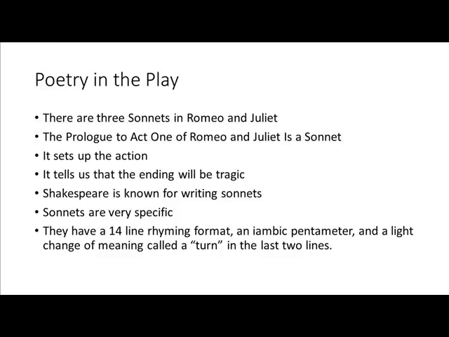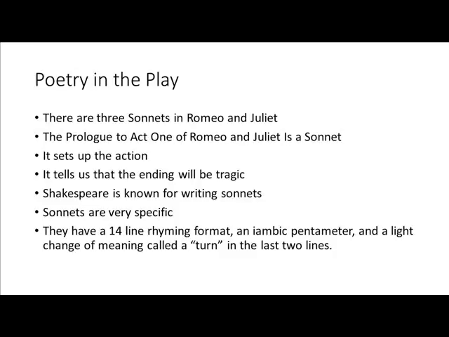Shakespeare writes the entire play of Romeo and Juliet in a poetic format. However, there are 3 specific sonnets found in the play. The prologue to Act 1 of Romeo and Juliet is a sonnet. This sonnet sets up the action. It tells us that the ending will be tragic.